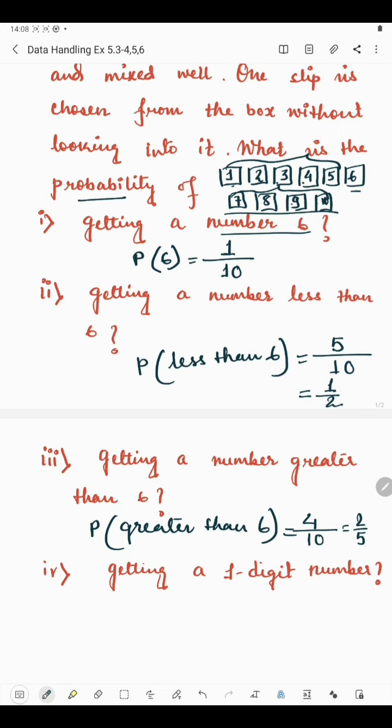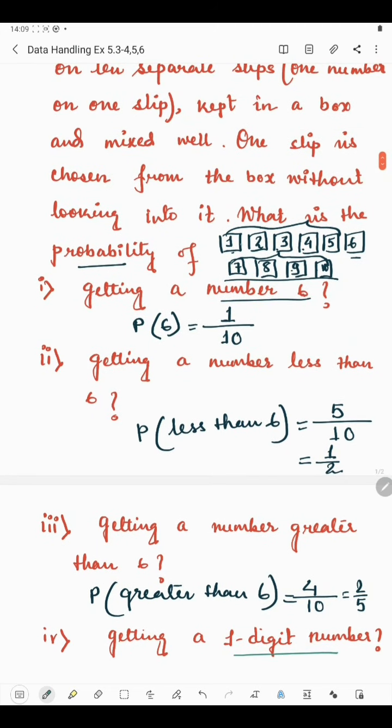Okay. Now in the fourth part we have, what is the probability of getting a one digit number? Now one digit number means if you see the slips from 1 to 10, from 1 to 9, these all have one digit, right?